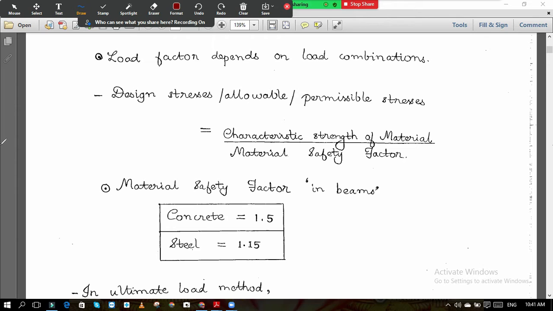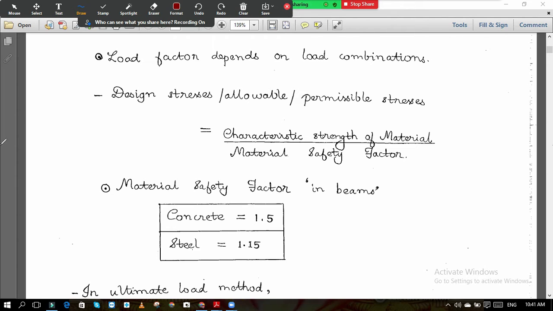So now design stress, allowable stress, permissible stress, again it is calculated as the characteristic strength of the material divided by material safety factor. Okay, divided by material safety factor. So there it is characteristic strength of material, in working stress method I am talking about.